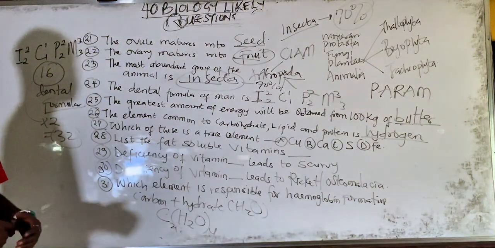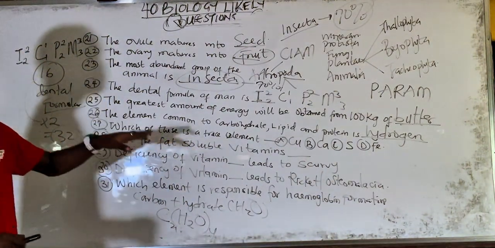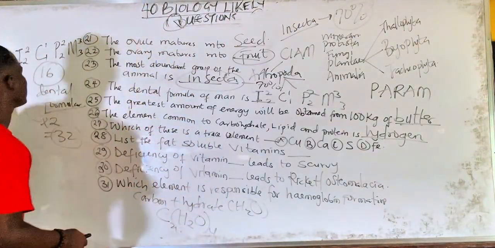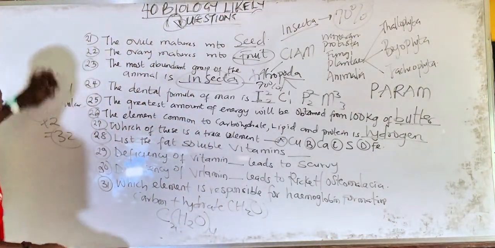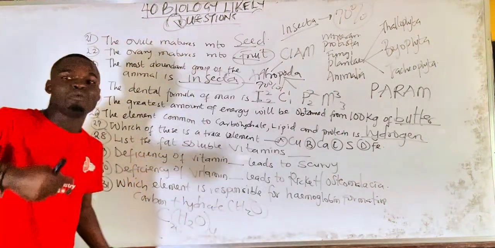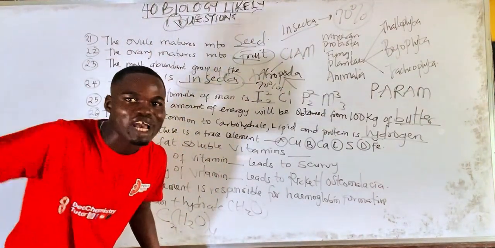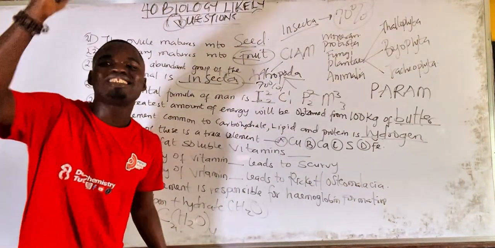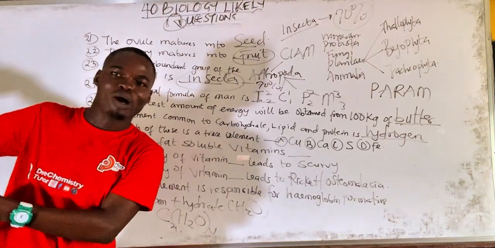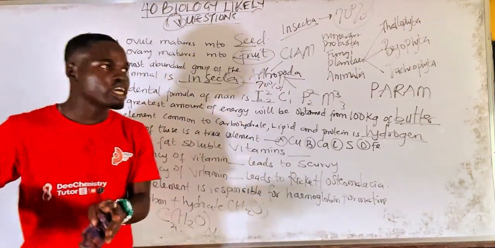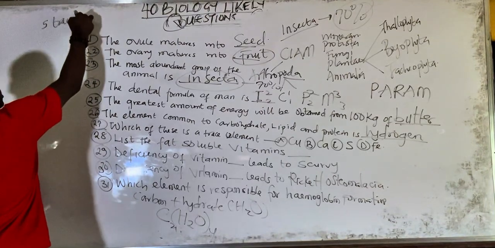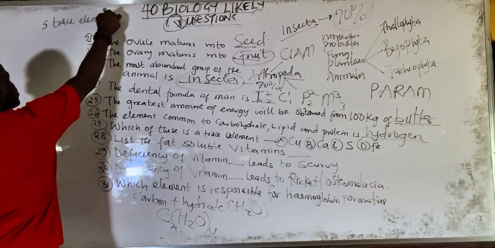So I'll just explain that. Now, which of these elements is a trace element? Now, you must know this, and I will teach you how to know it. If you talk about trace elements, there are basically 5 trace elements. And when I mean trace elements, I mean micro elements. And there are basically 7 macro elements needed in large amounts.